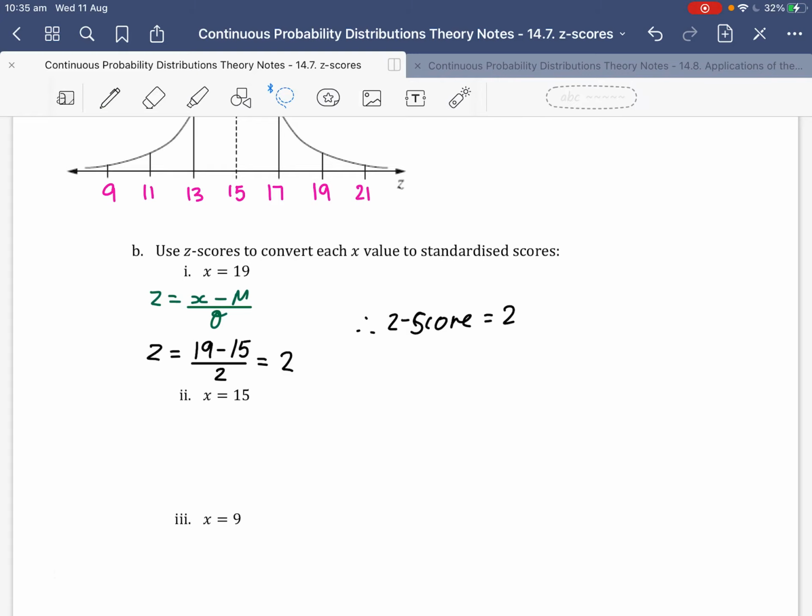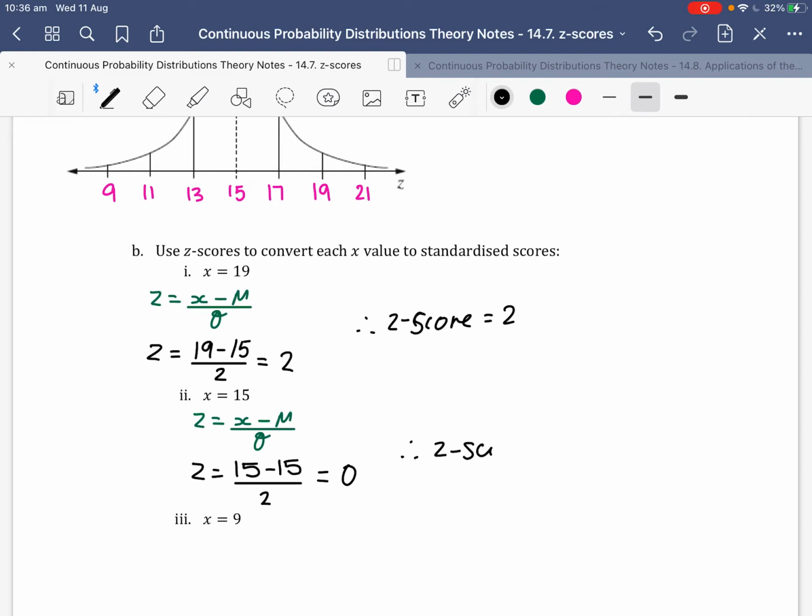We then have x equals 15. Again, we use the exact same z-score formula. So we'll have z equals our x of 15 minus our mean of 15, divided by 2. 15 minus 15 is in fact 0, so 0 divided by 2 is 0. Therefore our z-score equals 0.